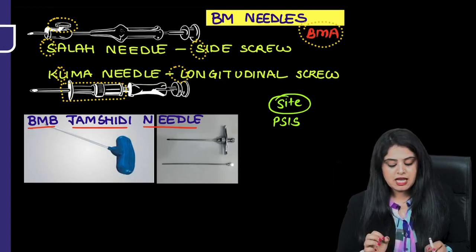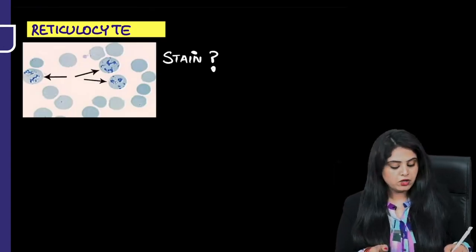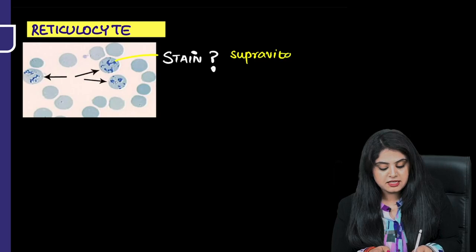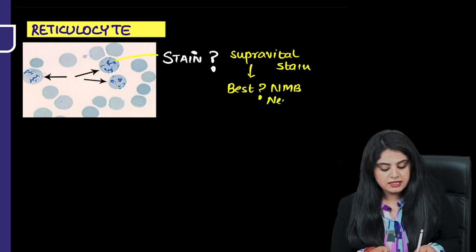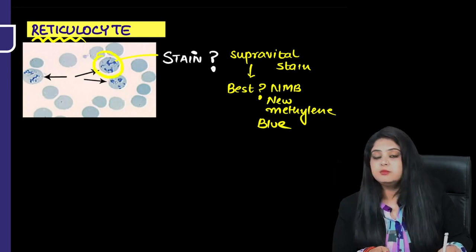The next image that we have is a very important cell that is known as a reticulocyte. I hope you all remember, reticulocyte is stained with a very important staining process known as supravital staining. And the best example that comes under the supravital staining is NMB, that is new methylene blue. So this is one question that they ask you. The next one is, what is the composition of a reticulocyte? What is it made up of? What are these blue dots?